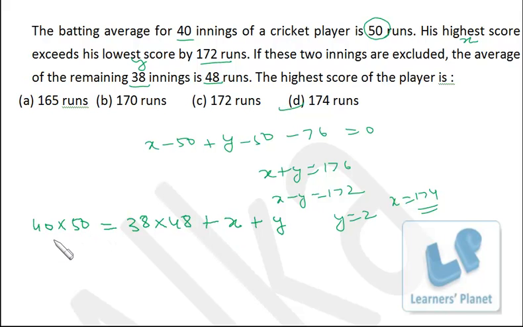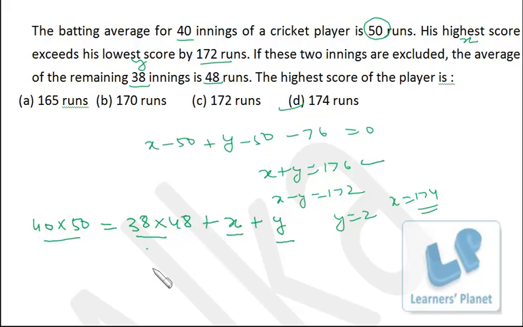So the total is this: for 38 matches, each match 48. This is the highest score, this is the lowest score. So x plus y, you'll be able to calculate: 40 into 50 minus 38 into 48. So precisely you'll be getting 176, but this calculation will be lengthy, right? And x minus y is already given over here.